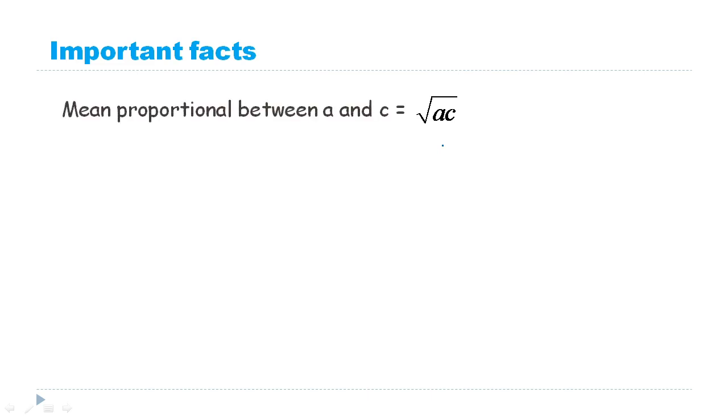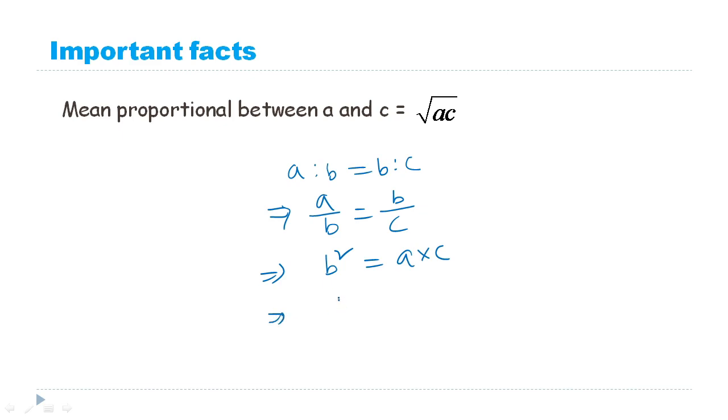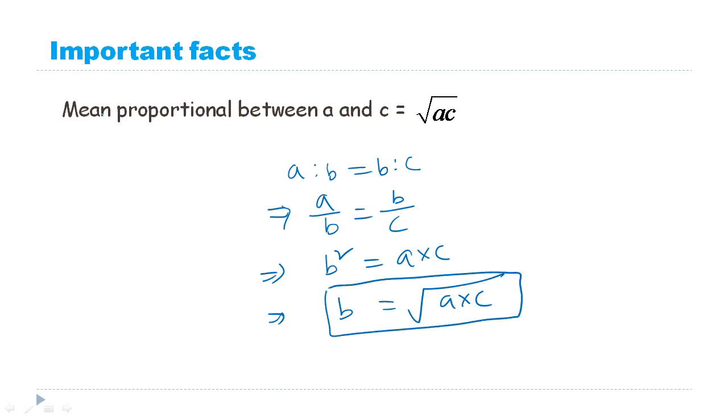What is happening here? So the mean proportional between A and C is root over AC. You can see we have A is to B is equal to B is to C, so A, B, C are in continued proportion. It means A by B is equal to B by C, and after cross multiplication we get B square is equal to A into C. From here we can see that B is equal to square root of AC. So the mean proportional, which I told you is B, is equal to the square root of the other given terms, A into C.